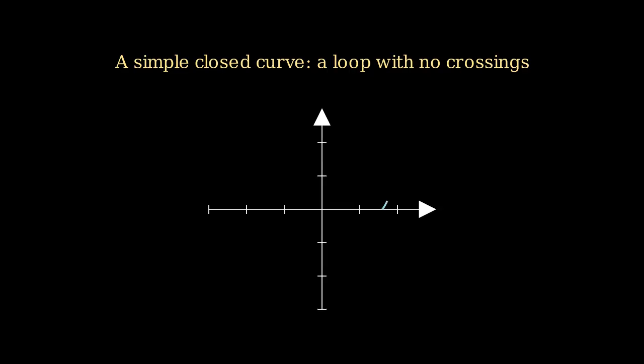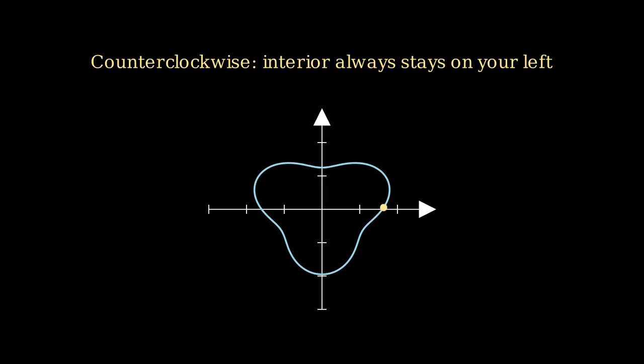Let's build up Green's theorem from the ground up, starting with a picture, not a formula. Picture a rubber band laid down flat on a table, forming a loop that never crosses itself. That's a simple closed curve. Now picture walking along that rubber band.